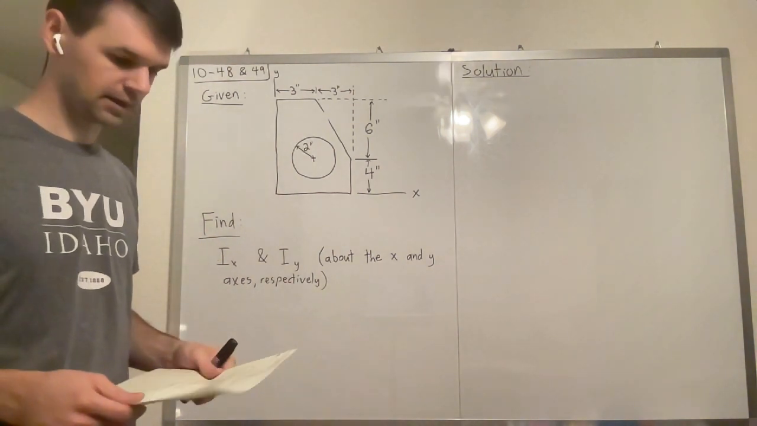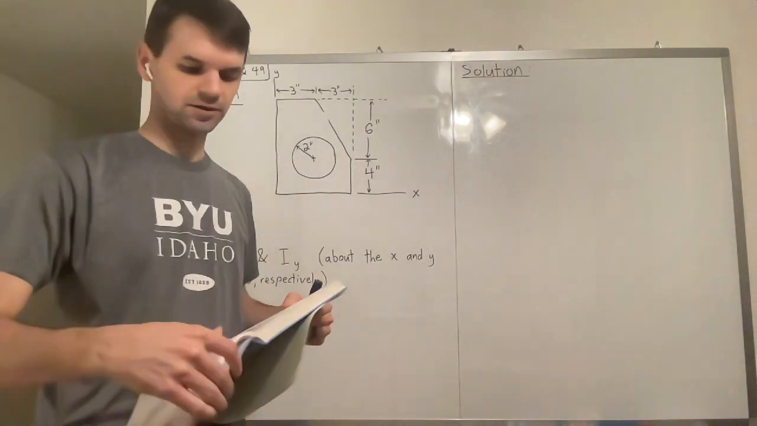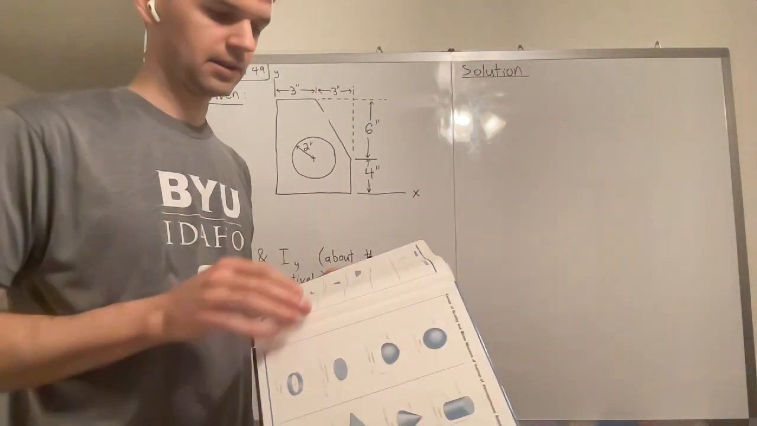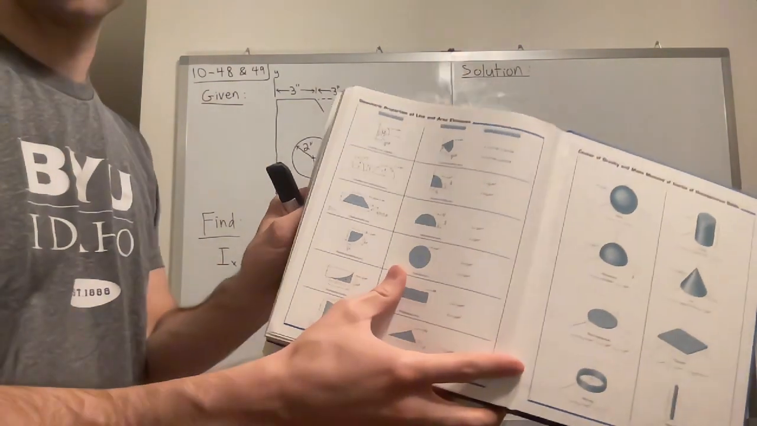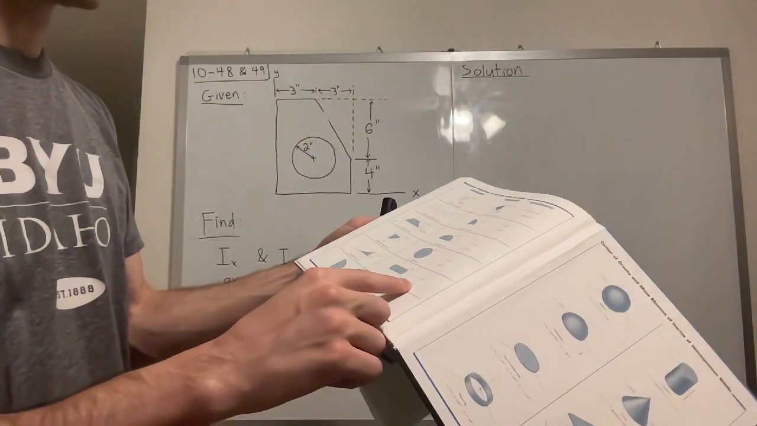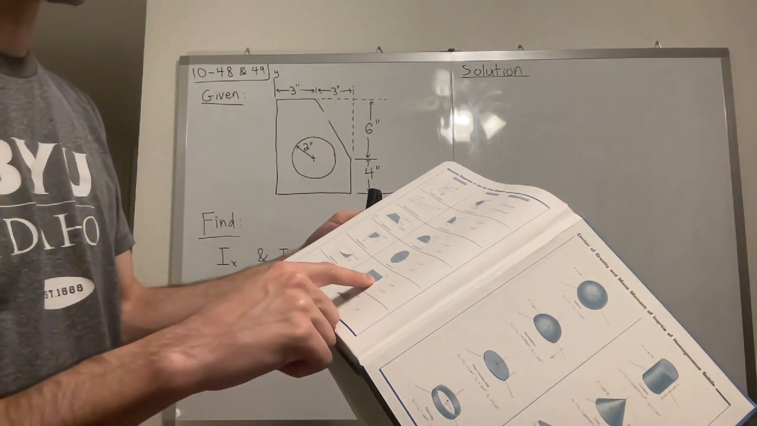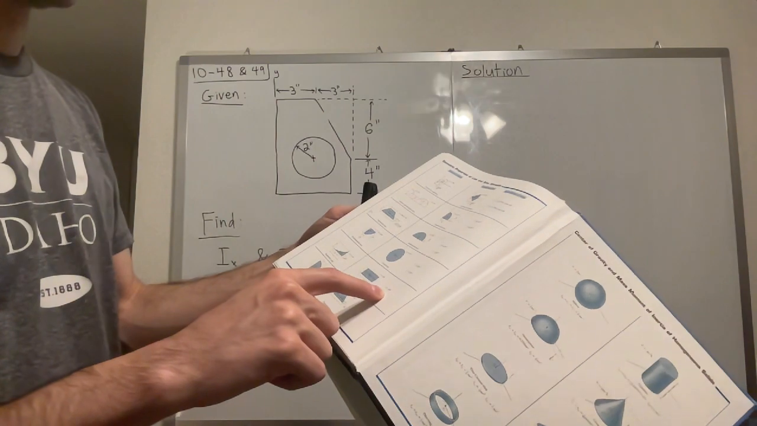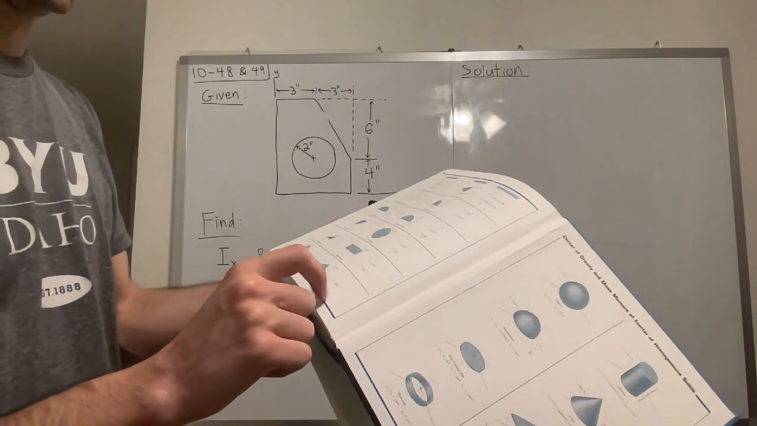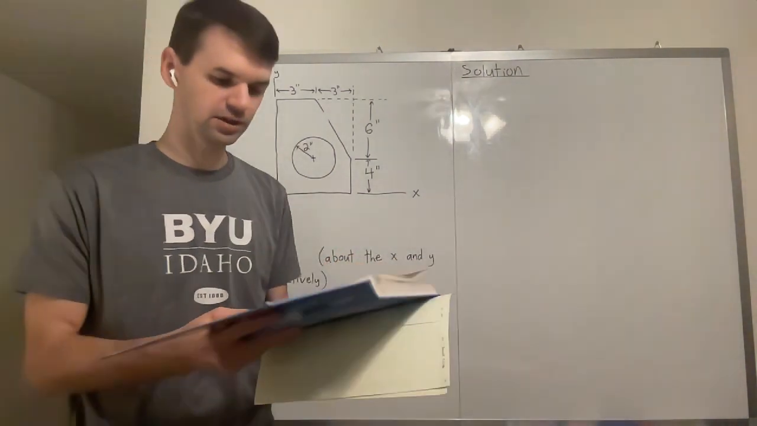So how are we going to do this? Well, again, just like with the centroids, there's a table either in the back of the book or in the slides that tells you for basic shapes what your moments of inertia are. It looks kind of like this. So it has things like, the moment of inertia of a rectangle about its centroid is 1/12 base times height cubed. And for a triangle, it's 1/36 base times height cubed.